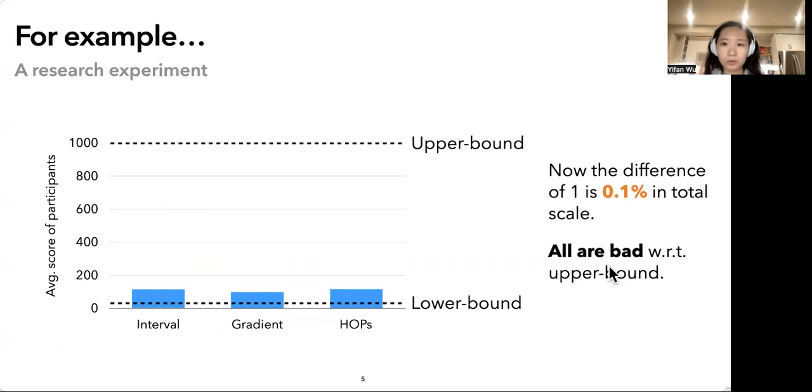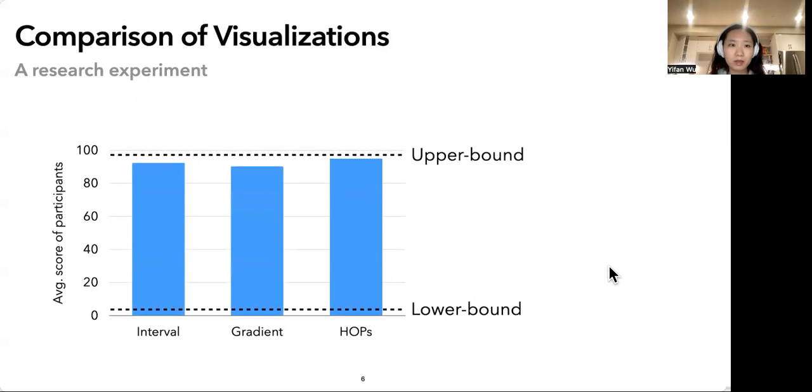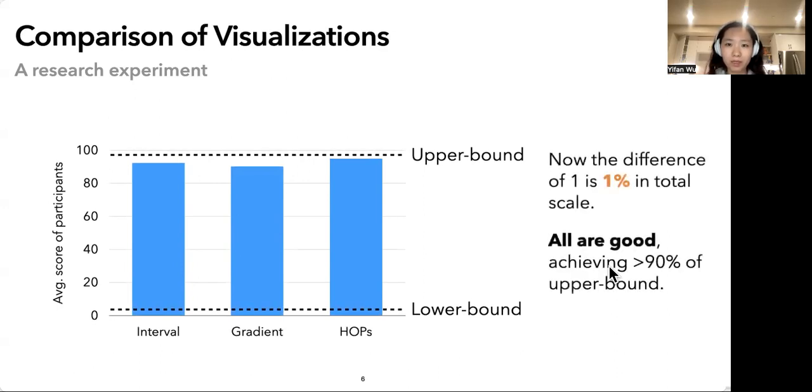I guess the audience would agree that all visualizations are bad because they are very far away from the upper bound. But now suppose this is the situation where the upper bound is 100 and the lower bound is around 0. Now the difference of 1 is 1% in total scale. And I think the conclusion is all visualization strategies are very good because they are achieving over 90% of the upper bound compared to this total scale. And I guess the experimenter just doesn't care which visualization strategy is used because they are all helping participants make very good decisions.